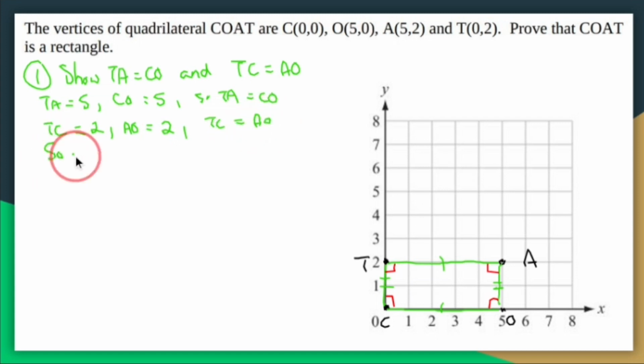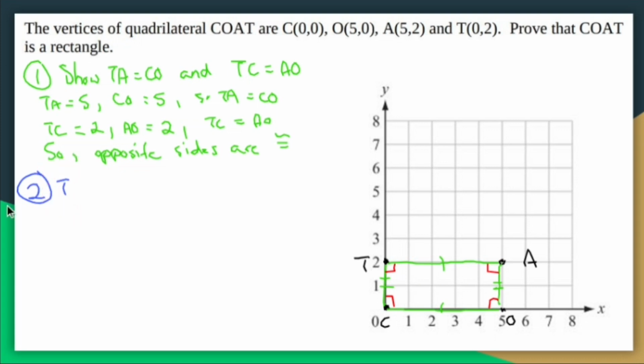So, opposite sides are congruent. What I'm going to do to show that these are 90-degree angles is I'm going to say what the slope of TA is, the slope of AO is, the slope of CO is, and the slope of TC is, and prove that all of these guys are perpendicular to each other because of negative reciprocals.